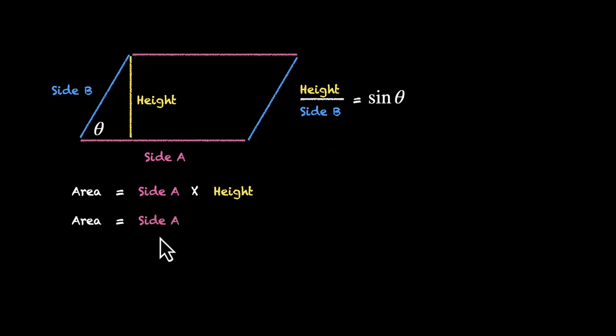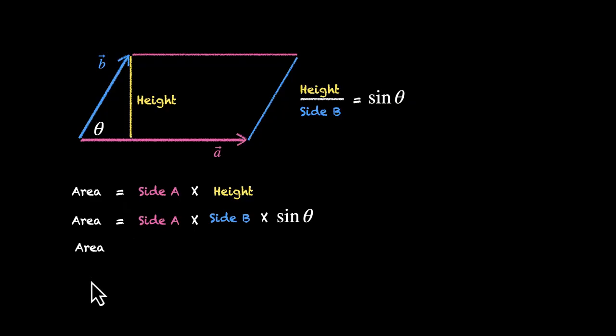Area equals side A times, if you replace height with side B times sine theta, side B times sine theta. So two magnitudes and sine theta, you can see that a cross product is happening here. Now if you think of these two sides as vectors, if this is A vector and B vector, area is equal to mod of A vector times mod of B vector times the sine of the angle between them, so sine of theta. And this is the magnitude of the cross product.